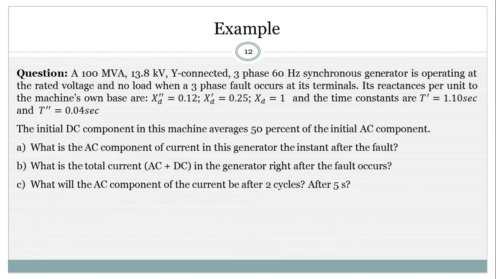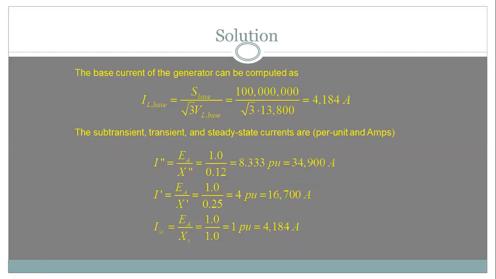So here the rating is given as 100 MVA and 13.8 kilovolts. So we can choose our base power as 100 MVA and our base voltage as 13.8 kilovolts. Then the base current is base power divided by root 3 times base voltage, that is 4184 ampere. So the subtransient, transient, and steady state currents we can easily calculate.